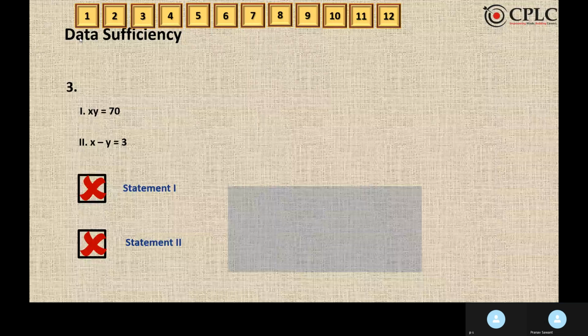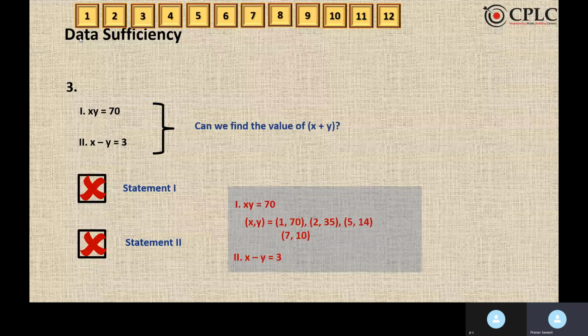But let's check if we combine, what can we do? If we combine, we can eliminate the options because now we need x into y as 70 and x minus y as 3. So there's only one possibility left, that is 7 and 10.